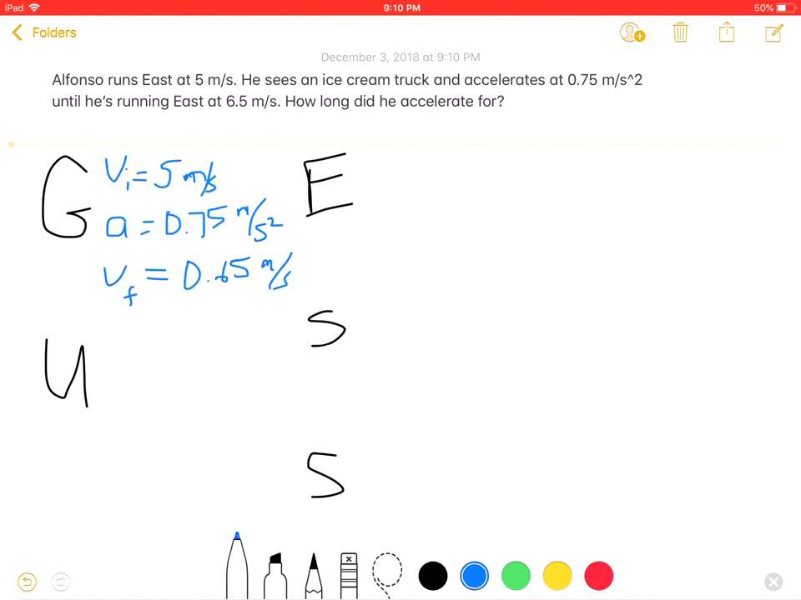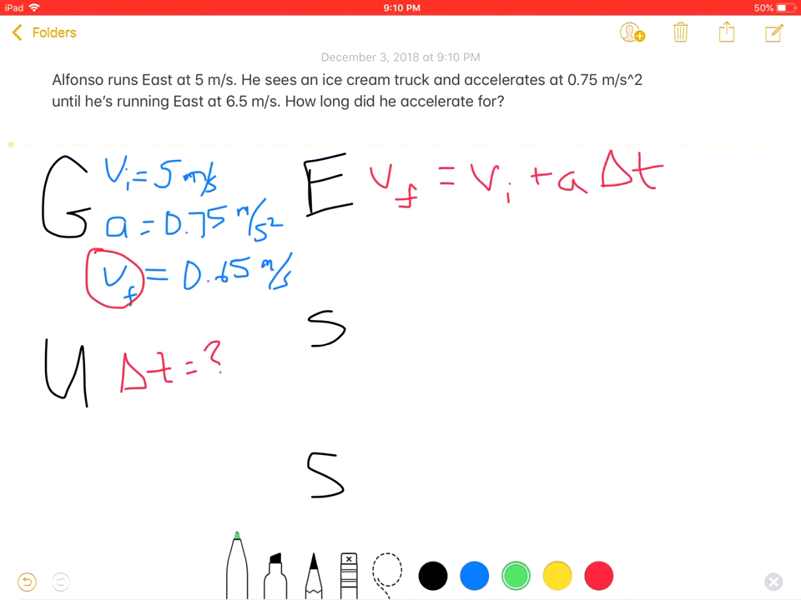We are then asked how long did he accelerate for. So we're looking for the amount of time he accelerated for. That'll be our unknown, delta t. So we have to know what equation to use here. Since we're dealing with a final velocity, VF, we're going to be using our equation VF equals VI plus A delta t.